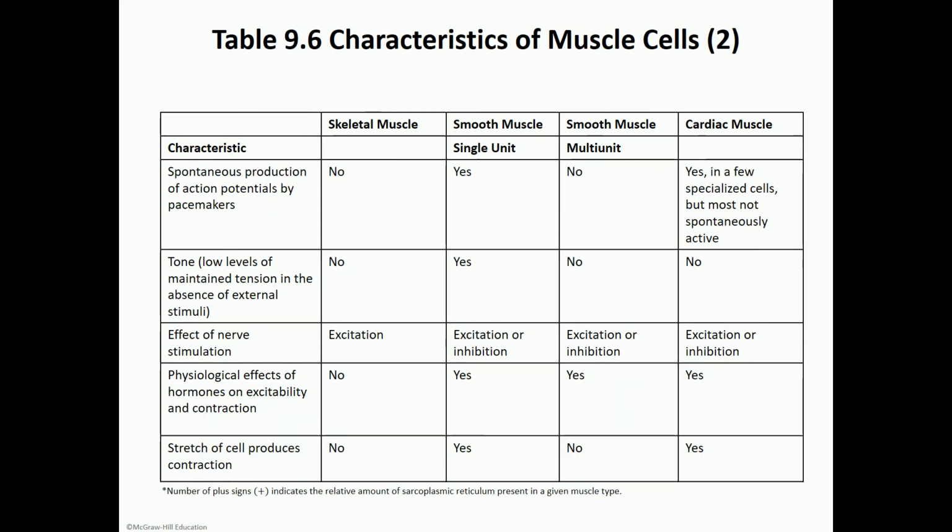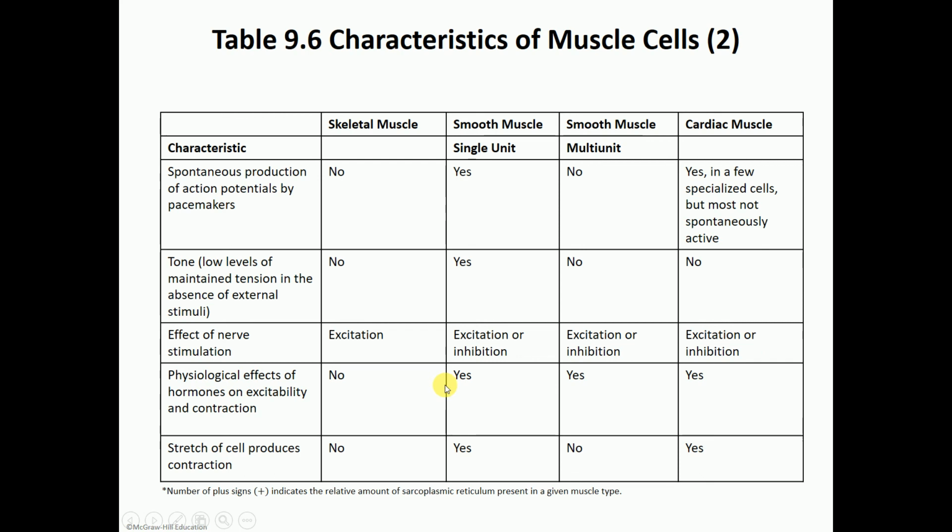Here again compares these different kinds. The spontaneous production of an action potential, having that ability to become a pacemaker, is found in the single unit smooth muscles and in the cardiac muscles. The effect of nerve stimulation will always excite and contract the skeletal muscles, while in the others, the autonomic nerve supply can either excite or inhibit them.